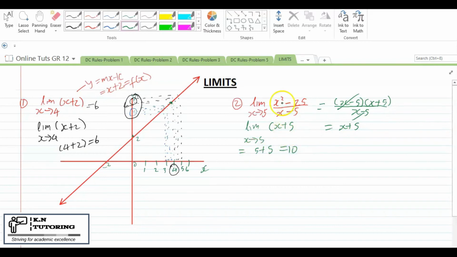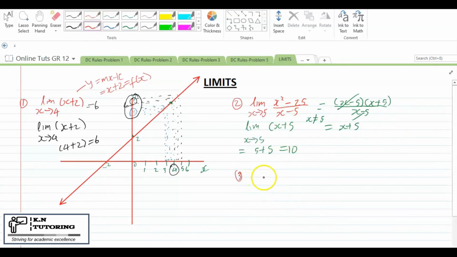So if I were to draw this graph, which is a straight line, bearing in mind that x may not be equal to 5, then as x approaches 5, the y value will tend to a value of 10. Let's look at the next question.